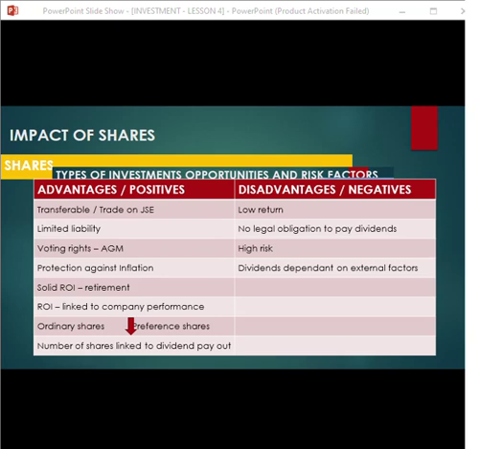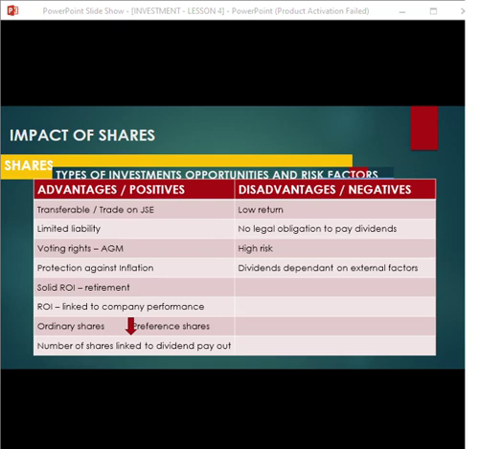If you invest in shares, it will provide a solid return at retirement age. Your return on investment is linked to the performance of the company. I've said that in another point as well. And your ordinary shares are usually cheaper than preference shares. And the last one is the number of shares linked to dividend payout.